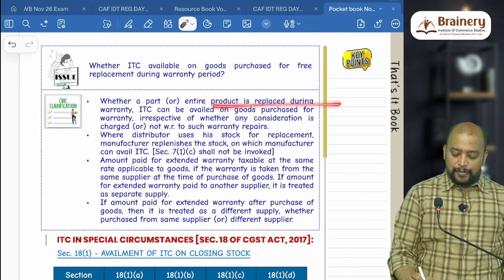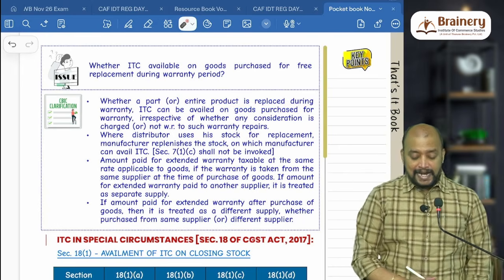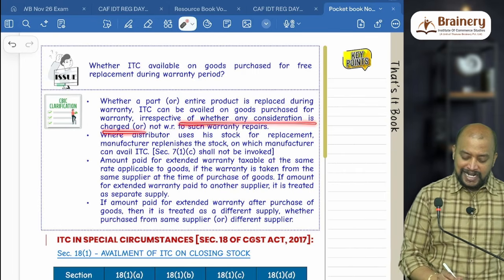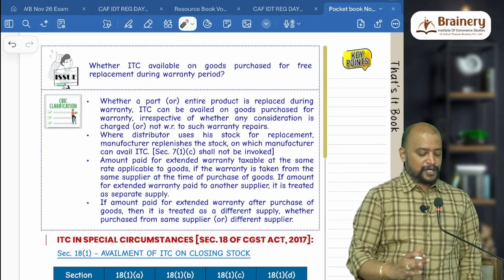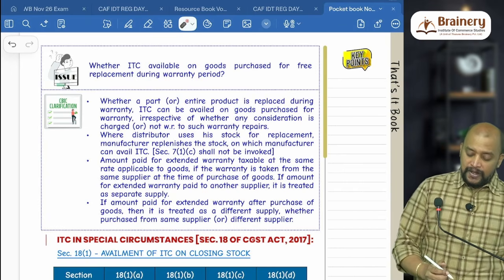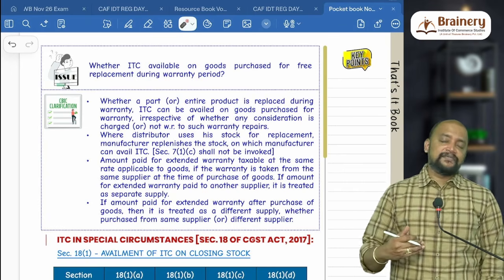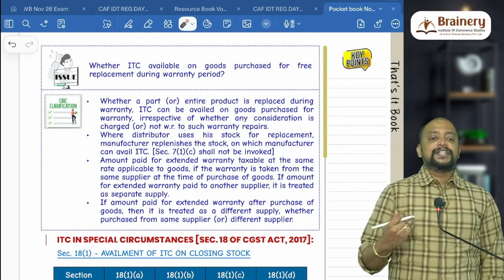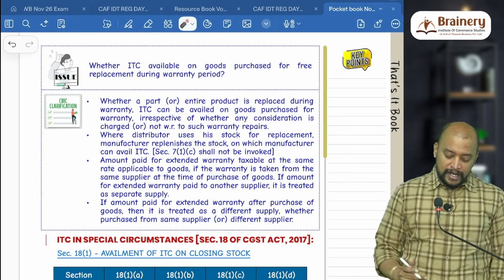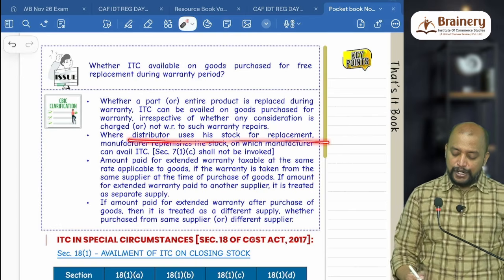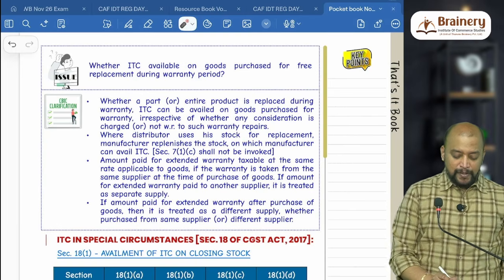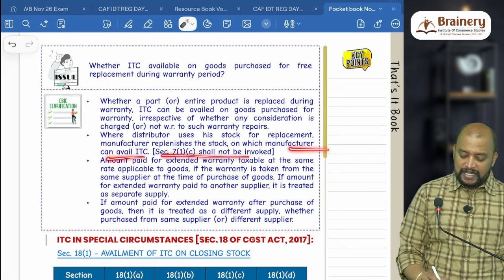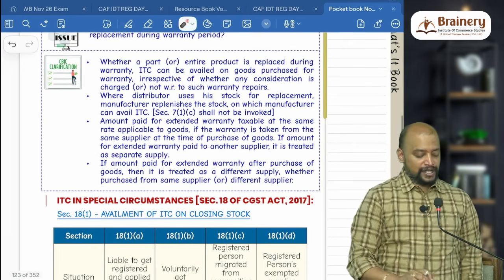Where a part or the entire product is replaced during warranty, ITC can be availed on goods purchased for warranty, irrespective of whether any consideration is charged or not with respect to such warranty. And again, when the manufacturer is replacing the stock of the distributor, will it become a supply or not? No. In that replenishment, where the distributor uses his stock for replacement and the manufacturer replenishes the stock, the manufacturer can avail ITC, but section 71C is not invoked in this case.